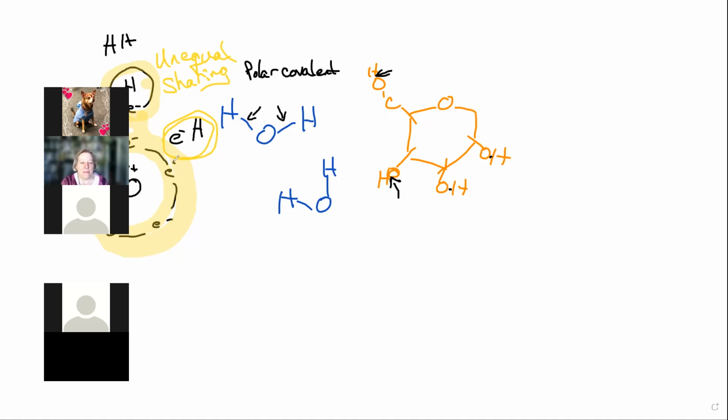Because this is a polar covalent bond and there's unequal sharing, it's easier for this hydrogen to leave. But once that hydrogen leaves, these guys are held more closely until they get put on another molecule. But it takes energy to break that. But let's get back to hydrogen bonds. I'm going to draw hydrogen bonds as green.